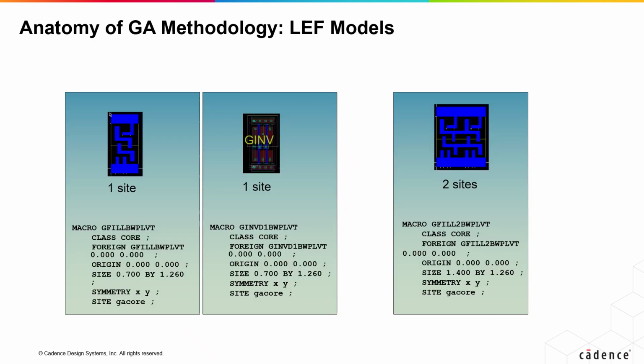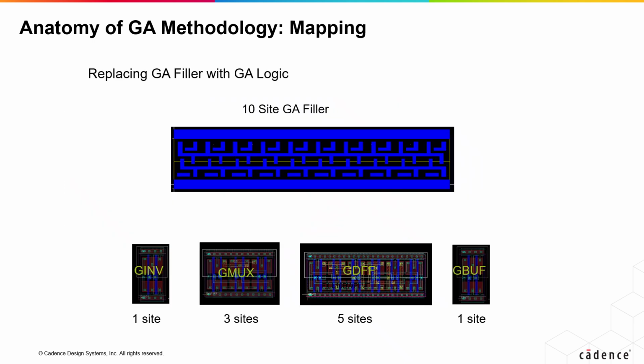Both the gate array filler cells and the corresponding gate array logical cells are the same size and symmetry, which makes it easier to swap. Depending on the size of the filler, and the ECO requirements, multiple logical gate array cells can fit into the same area. In this example, all 4 logical cells shown below can be inserted into the one large filler site.